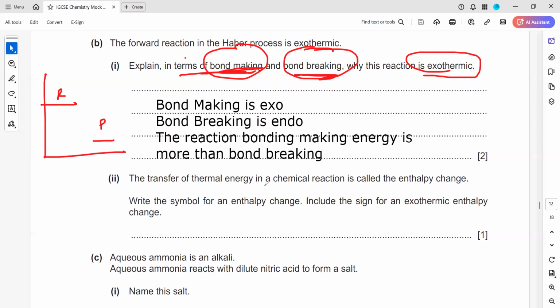The transfer of thermal energy in a chemical reaction is called enthalpy change. Write a symbol for enthalpy change and include the sign for exothermic enthalpy change. So enthalpy change is delta H, and for an exothermic reaction the enthalpy change is negative. Which is correct, delta H or delta E? E is normally used for activation energy. I did accept it, but write delta H. That is the standard. H is the enthalpy.